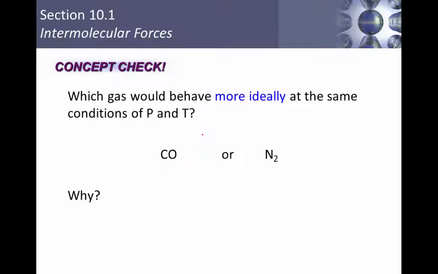Again, when you're asked these kinds of questions, you're thinking about the intermolecular forces, the IMFs. Okay, which gas would behave more ideally, carbon monoxide or nitrogen? Carbon monoxide is a polar molecule. Nitrogen is a nonpolar molecule, so LDF versus dipole. Nitrogen should behave more ideally. Why? Because it has a weaker intermolecular force. So when they collide, their collisions are elastic. They just bounce off. That's a more ideal behavior versus the carbon monoxide.